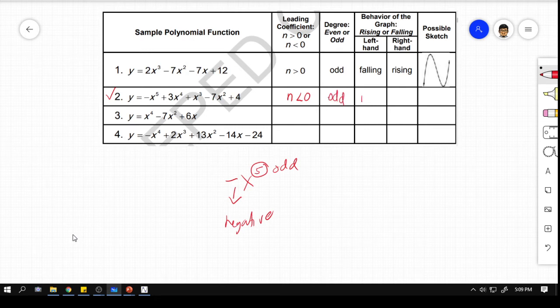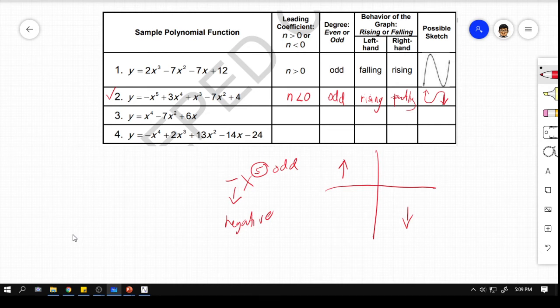Therefore, it is rising to the left and falling to the right. So, what will its shape be? It says rising to the left, falling to the right. So, what does the graph look like? A possible sketch would look like this. Okay? So, this is the possible sketch.